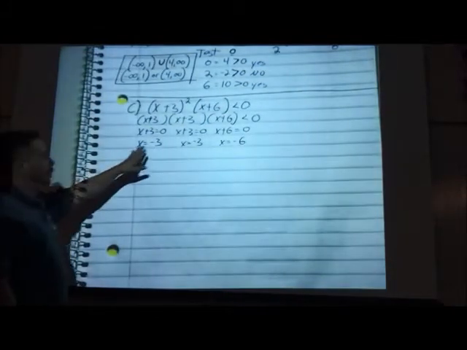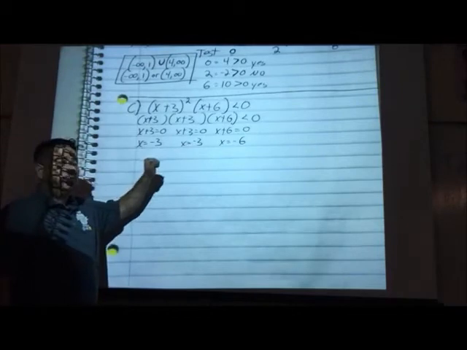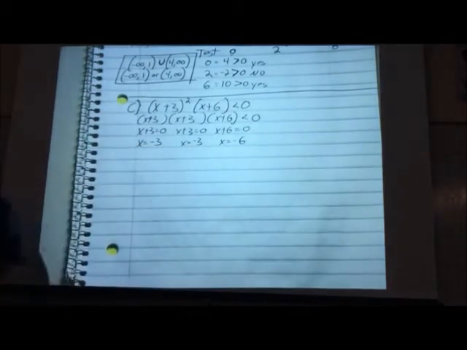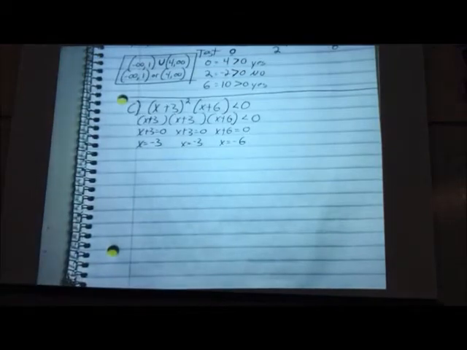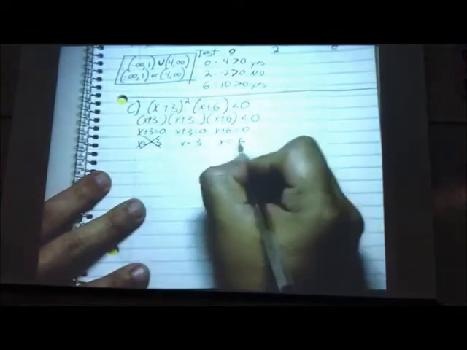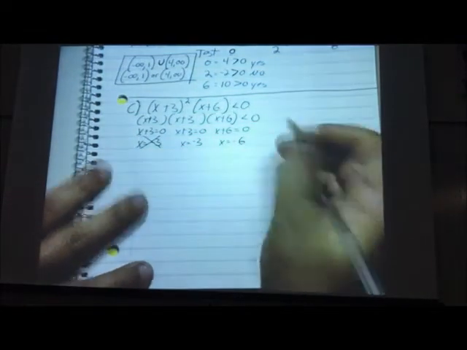When you have answers that are both doubled, you don't need to do both because it's the exact same thing. You're going to do twice the work and you don't have to. So you can pick one and just not do it because it's already there. That leaves me with a negative 3 and a negative 6.